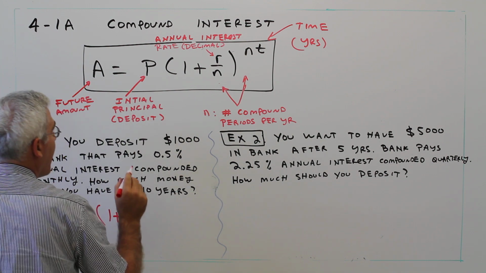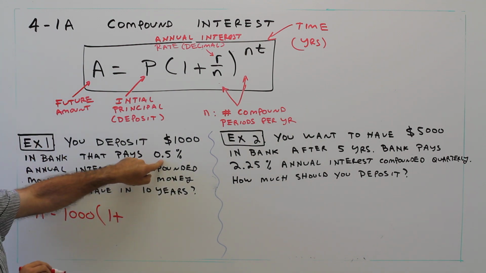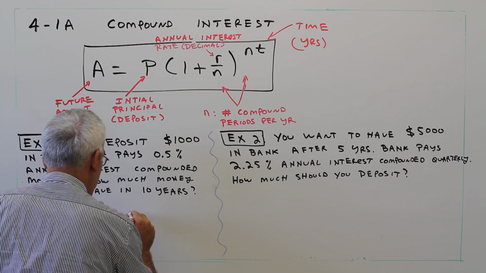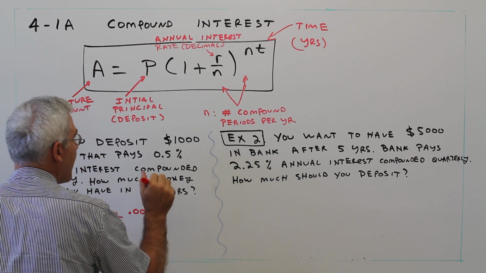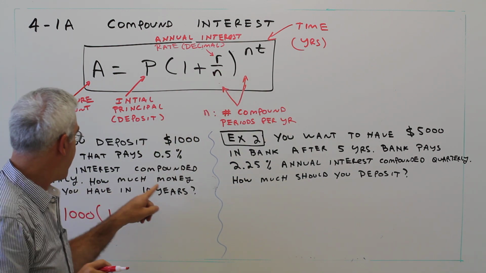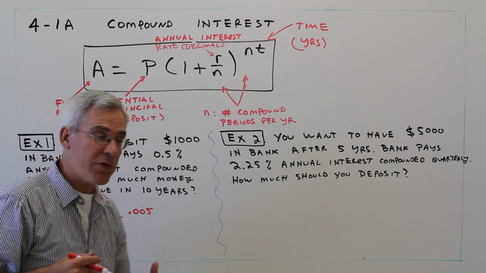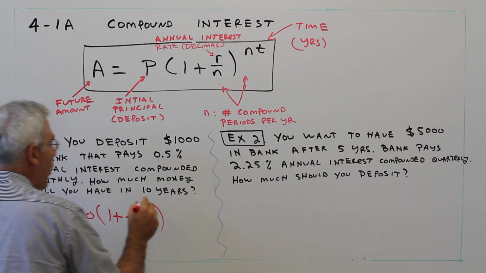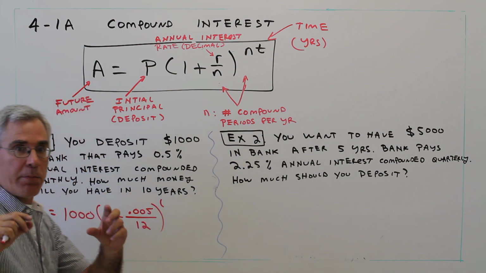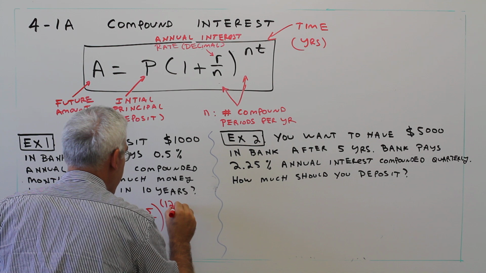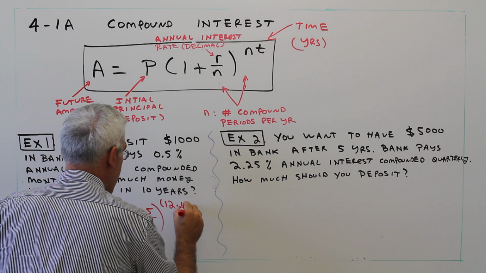times 1 plus, this expressed as a decimal, move the decimal 2 places to the left, 0.005, all over N, monthly. There's 12 months in a year, so over 12, all raised to the, and with the calculator it's important you use parentheses, all raised to the 12 times 10.